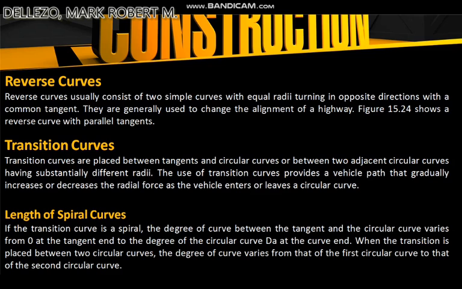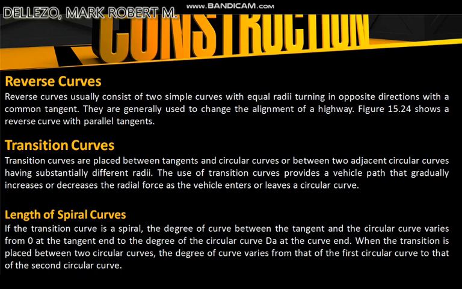Then the next is the length of spiral curves. If the transition curve is a spiral, the degree of curve between the tangent and the circular curve varies from 0 at the tangent to the degree of the circular curve, dE, at the curve. And when the transition is placed between two circular curves, the degree of curve varies from that of the first circular curve to that of the second circular curve.